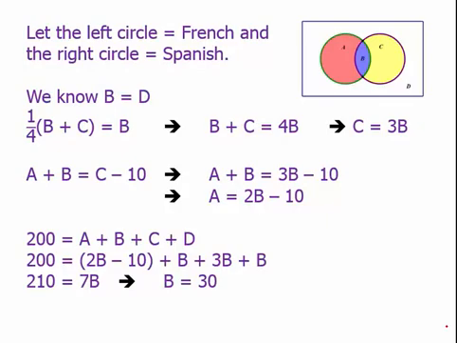Well, we're looking for how many students study French only. So A we're looking for. We'll just plug that into the expression for A. A equals 2B minus 10, or 2 times 30 minus 10. 60 minus 10 is 50. And that's our answer.